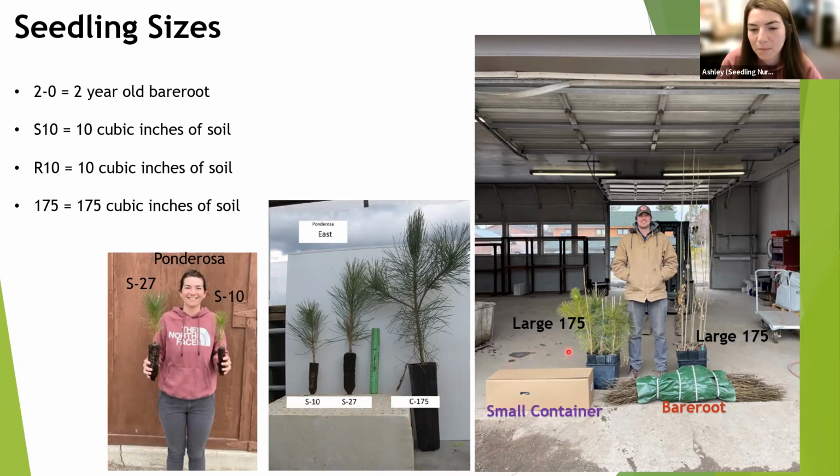This is how they come packaged. There's 9 in a tray. These are ponderosas. And then I just want to note how tall these poplars are. This is the large 175 poplars. And then the small containers are grown in styrofoam blocks, but we remove them, bag them, and then they are boxed.